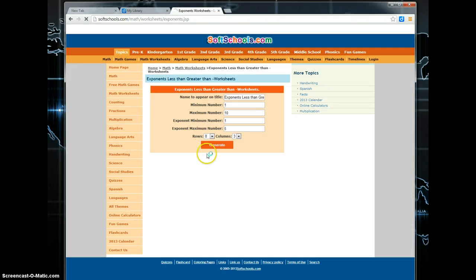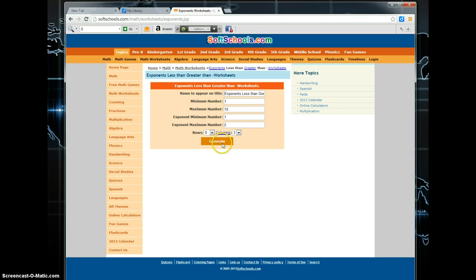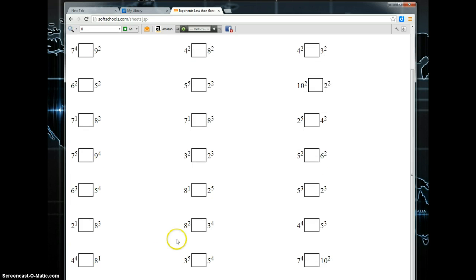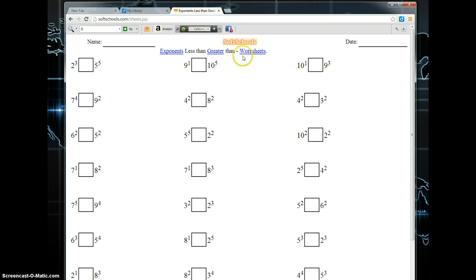Do exponents. You could do generate. This is why this website's so good. You generate a new worksheet every time you click generate. So for this one, they try to figure out what's greater, 8 to the second power or 3 to the fourth power, and choose a greater than or less than sign.